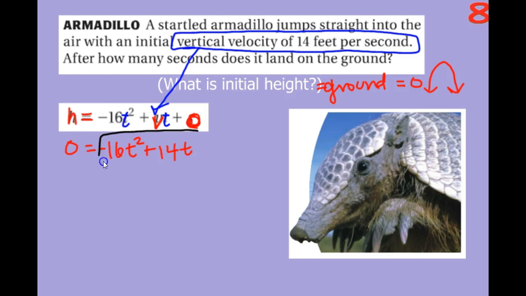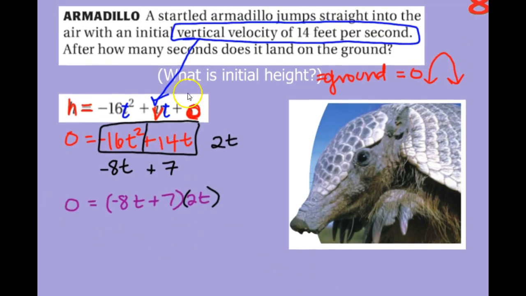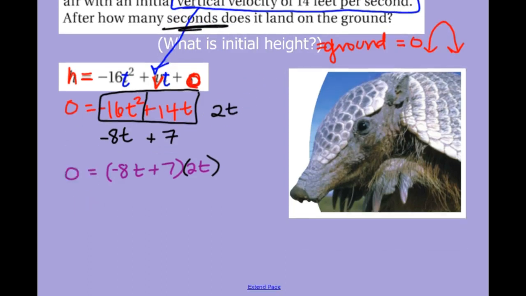Now, we can factor out what these two have in common. These are both multiples of 2, and they both have a t. So if I factor out a 2, I'm left with a negative 8, and I have a t left over here. If I factor out a 2 here, I have a 7 left over, and the t's already been taken care of. So I have 0 equal to negative 8t plus 7, and then times 2t. You can put parentheses around this too if you want. You don't have to. So they want to know how many seconds does it take to land back on the ground? Well, let's solve both.